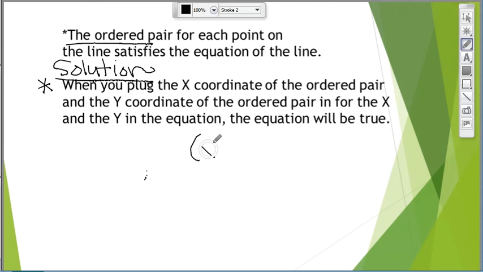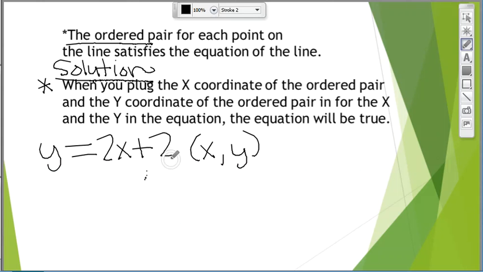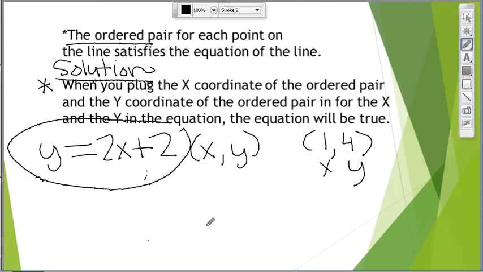So we know that ordered pairs are listed x first and then the y. So if we have an equation, y equals 2x plus 2, for example, this is an equation of a line, and we know a point on that line is (1, 4). When we plug 1 in for the x and 4 in for the y in this equation, it's going to make the equation true.